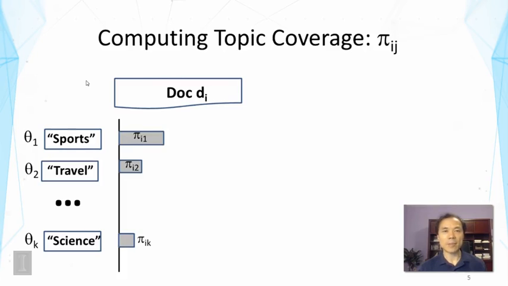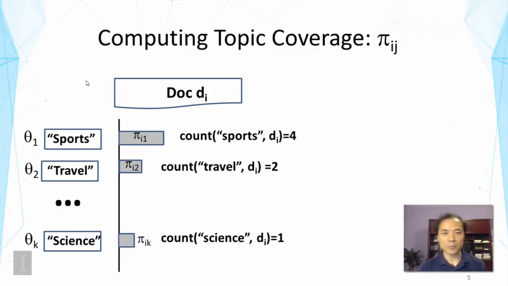Next, let's think about how we can compute the topic coverage pi sub ij. So looking at this picture, we have sports, travel, and science as topics. And now suppose you are given a document. How should we figure out the coverage of each topic in the document? Well, one approach can be to simply count the occurrences of these terms. So for example, sports might have occurred 4 times in this document and travel occurred twice, etc. And then we can just normalize these counts as our estimate of the coverage probability for each topic.